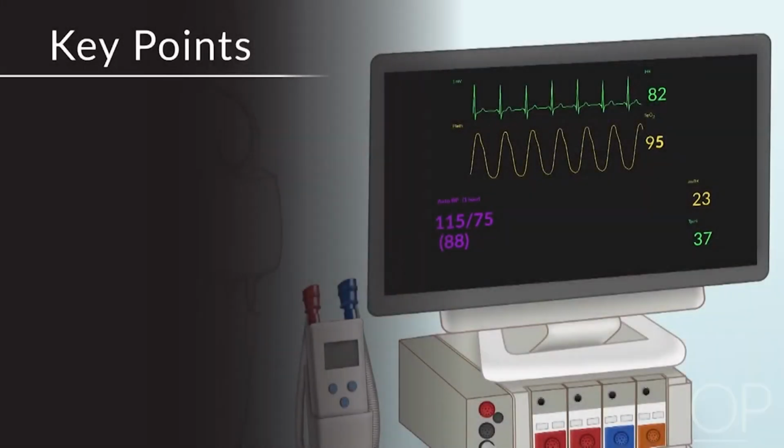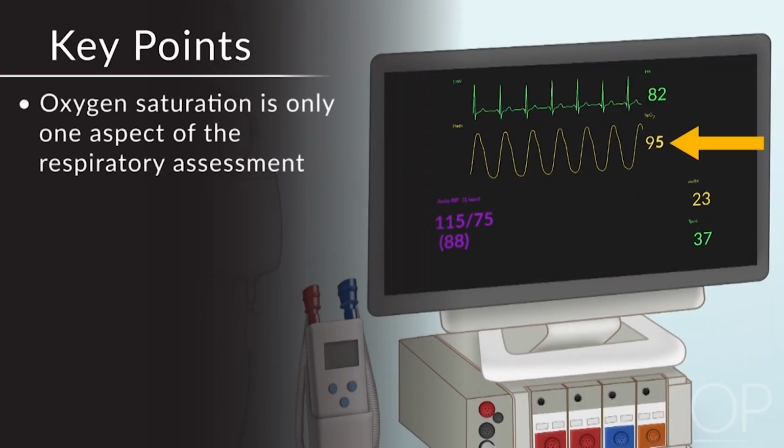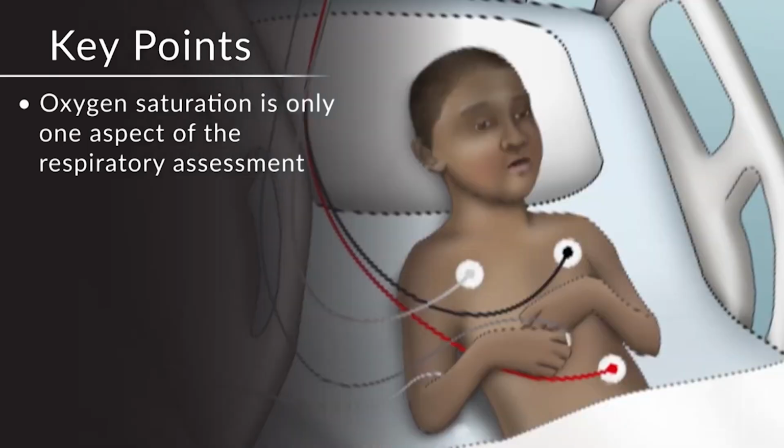Think key points as you're doing your ABC assessment is that oxygen saturation is only one aspect of your respiratory assessment. And in fact, it may be misleading and not reflect ventilation or CO2 exchange. Use your heart rate as a monitor. Use the level of consciousness as a good index.